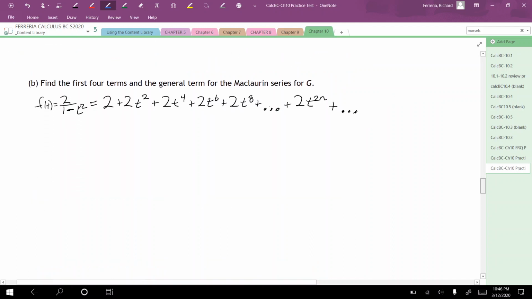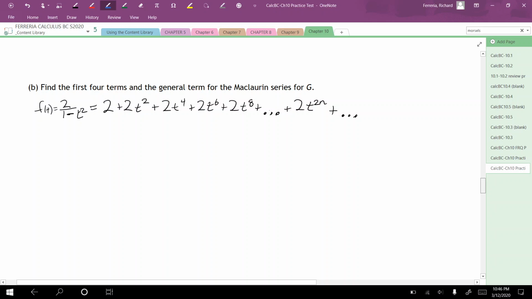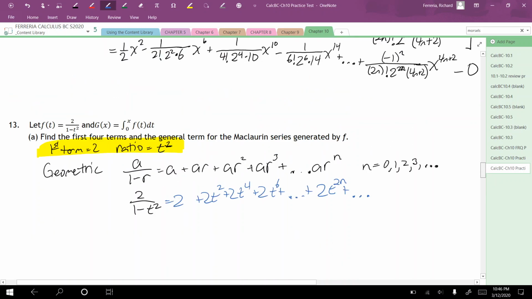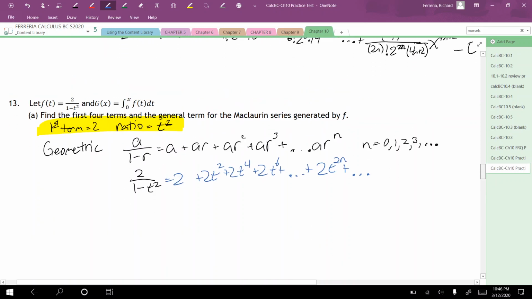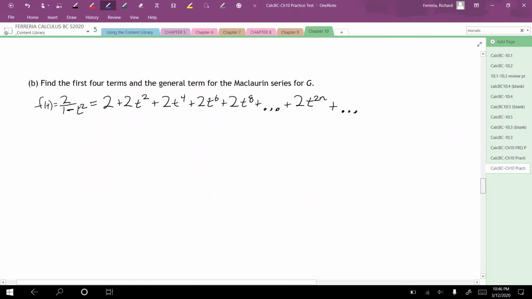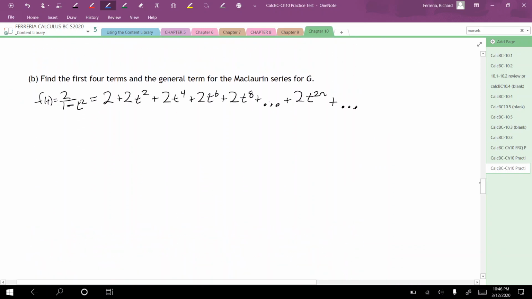Alright, next part, we're going to find the first four terms and the general term for the Maclaurin series for g. Well, what is g? G is the integral of f from 0 to x. So for b, we're just going to take the integral of what we had in part A, and we're going to integrate that from 0 to x. Okay, and it's a term-by-term integration, which is just a fancy way of saying you're just going to integrate each term.